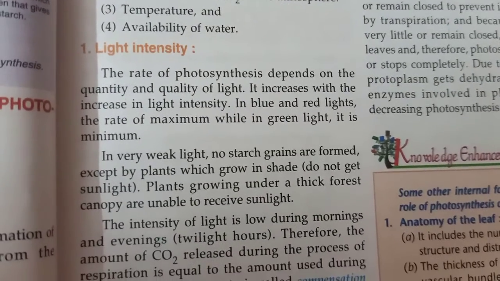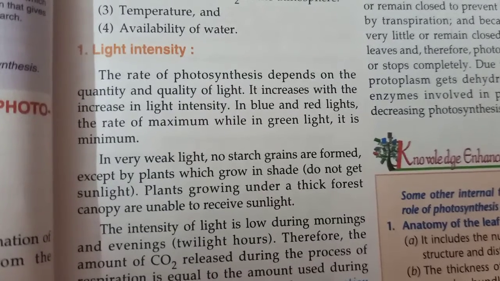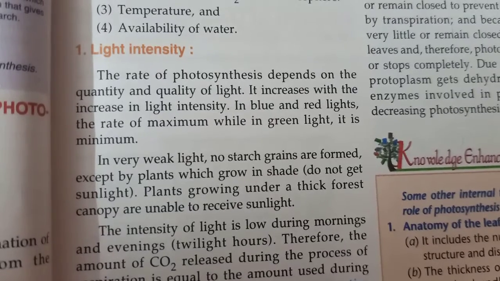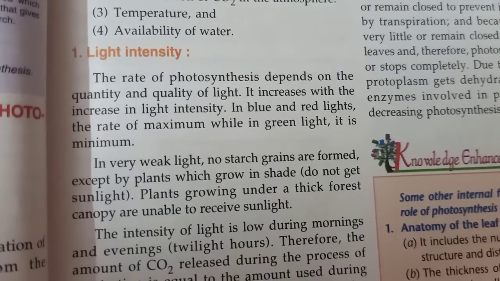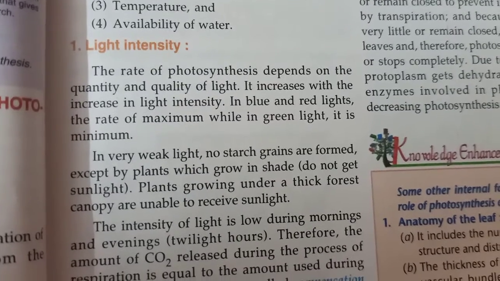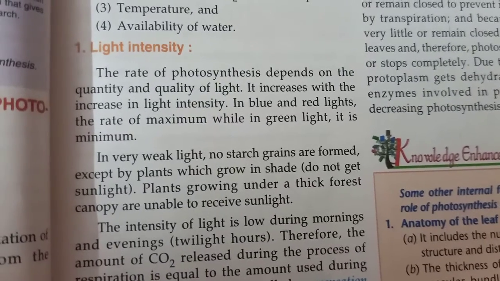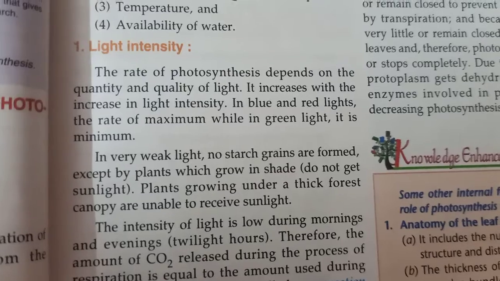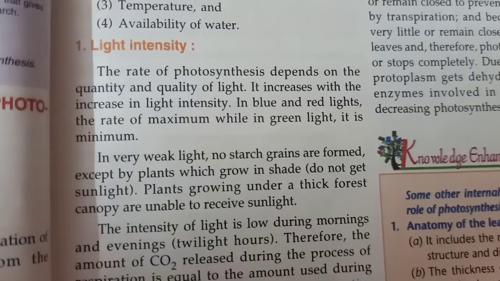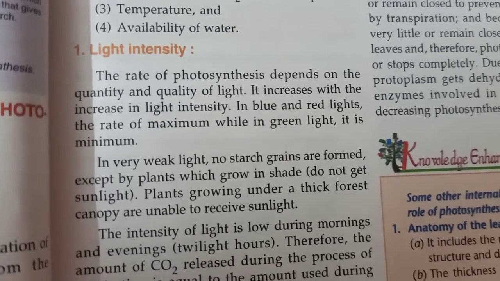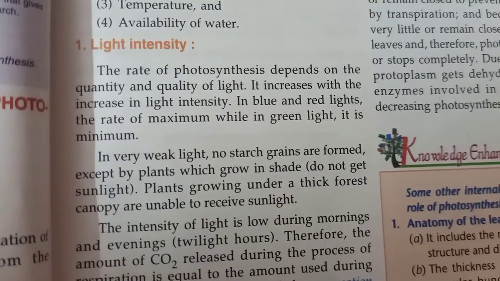In very weak light, no starch grains are formed, except by plants which grow in shade. They do not get sunlight as they grow in shade. Plants growing under a thick forest canopy are unable to receive sunlight. You might have studied this in geography also: the thick canopy forests do not receive sunlight because they are covered all over with thick plants and trees.